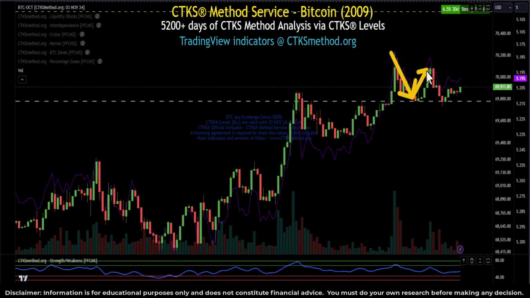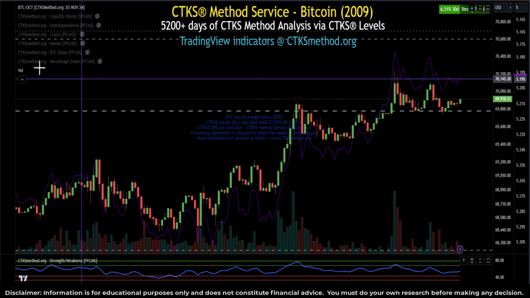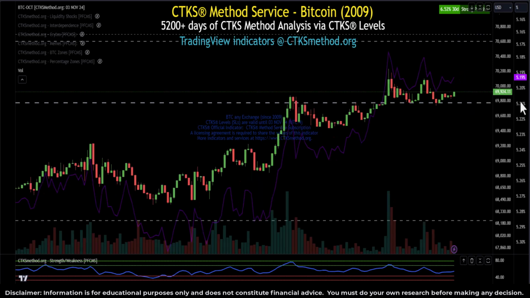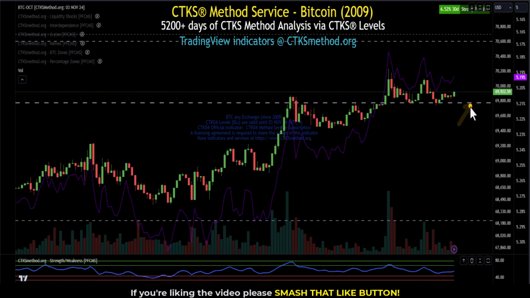What we've seen just so far is we're trying to consolidate and turn this once resistance into support. If the bulls get their way, it could be really quite intriguing because the next structural level is at 70,600. We need to consider both the bullish case and the bearish case. If we end up underside retesting that 69,800, there's a negative CTKS gap all the way down to 68,180.